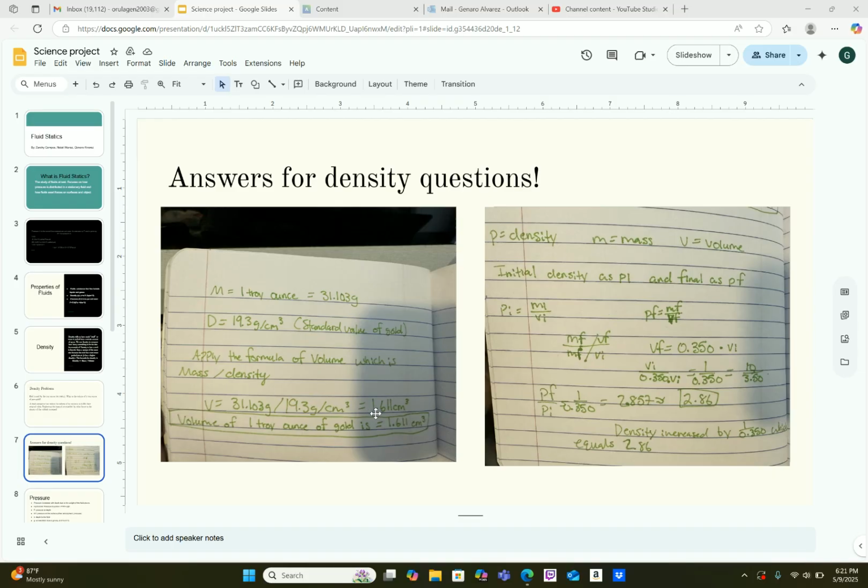It's a simple equation which will give us 1.611 centimeters cubed. And right here I wrote down: the volume of 1 troy ounce of gold is 1.611 centimeters cubed.